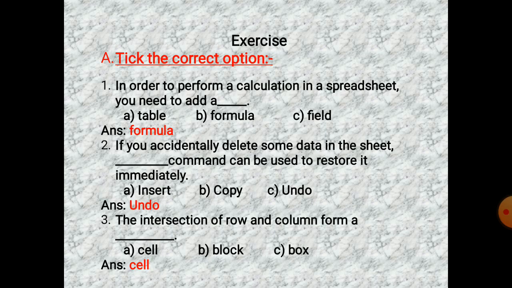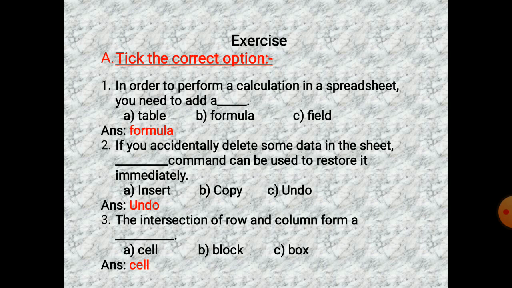First of all, we are going to do tick the correct option. It means MCQ. The first one, in order to perform a calculation in a spreadsheet, you need to add a dash. The options are table, formula, field. The answer should be formula because formula is the equation through which we can solve a problem. So the answer will be formula.